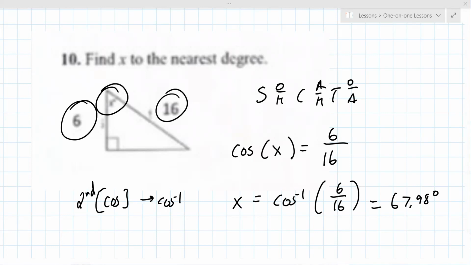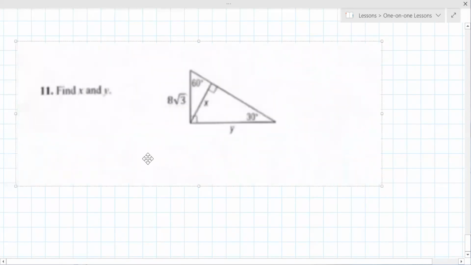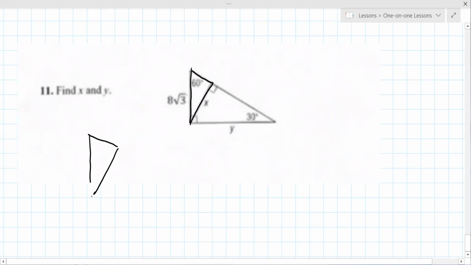Okay, so number 11 here. 11's kind of going back to 30-60-90 triangles. Should have done this earlier. Okay, they want you to find x and y. X is here, and this is the triangle we're going to focus on, this one here. So I'm going to redraw it here with the stuff that's given. This is 8 square root 3, this is 60, and that means that this is 30. The short leg is always across from 30, so that's x, that's your short leg. Your hypotenuse is 2x, your long leg is x square root 3.